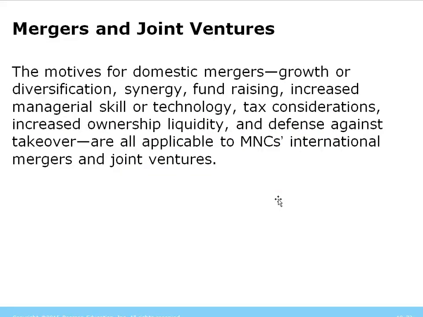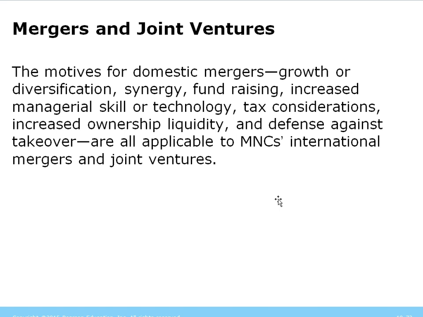So, mergers and joint ventures. The motives for domestic mergers, growth or diversification, is that you want to grow your company. It's easier to grow as a merger because you can diversify the risks. The synergies between the two companies can help increase the sales. So, for example, when Gatorade was acquired by Pepsi, or when Vitamin Water was acquired by Coca-Cola, they gained the synergy of now having access to the distribution juggernauts of Pepsi and Coca-Cola to greatly increase the sales of those products.